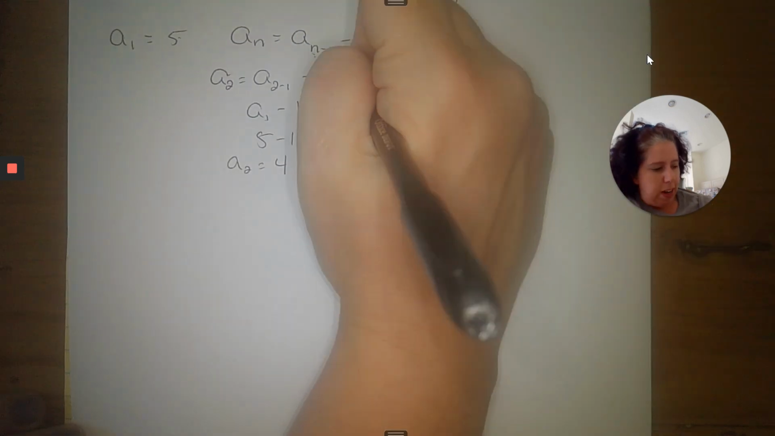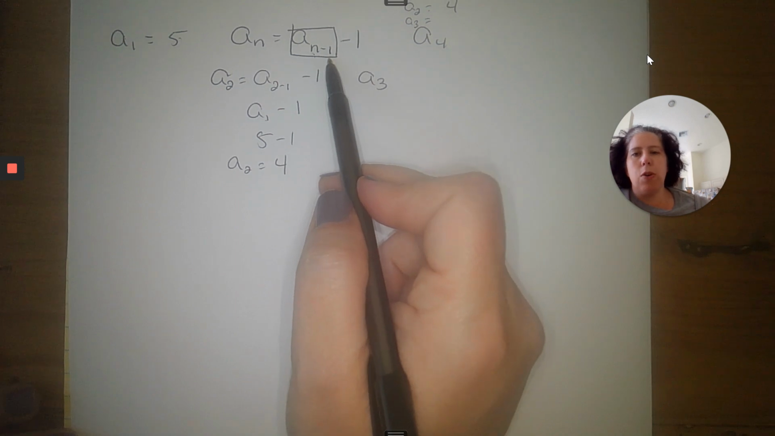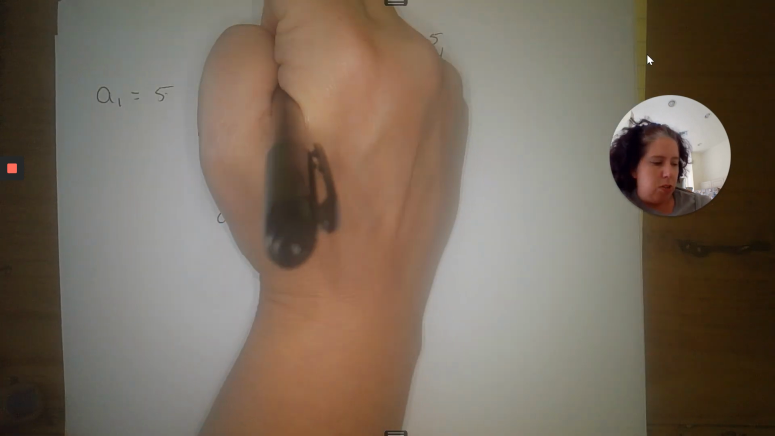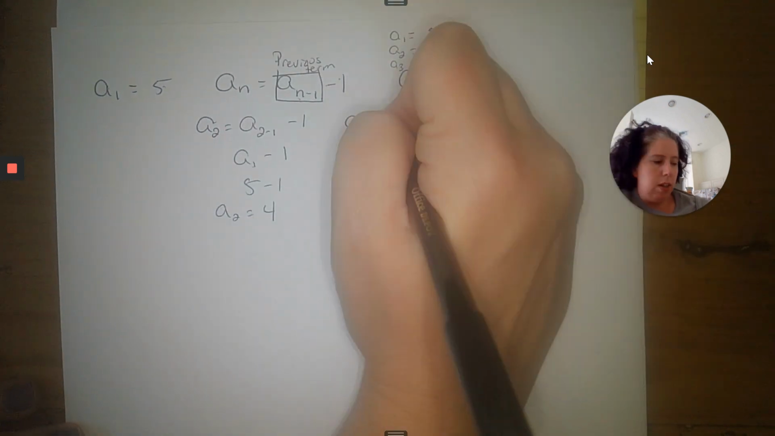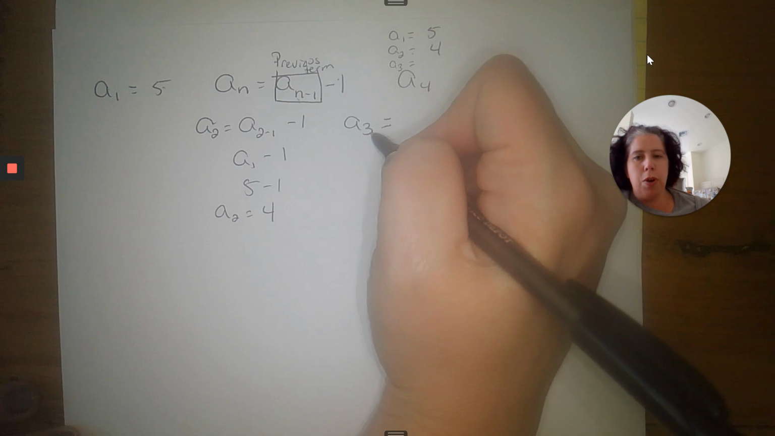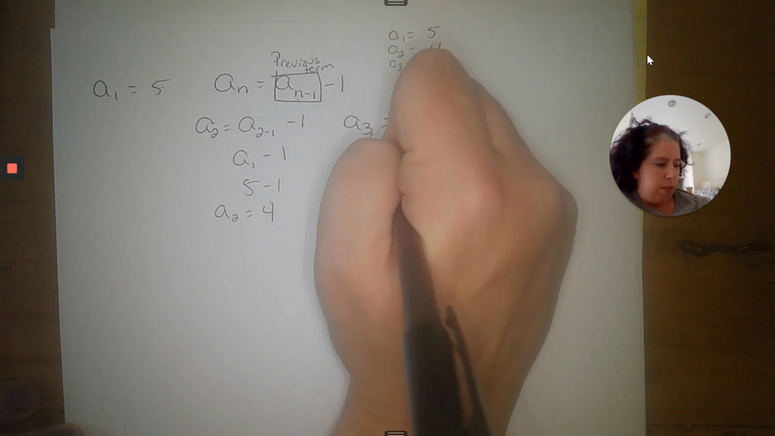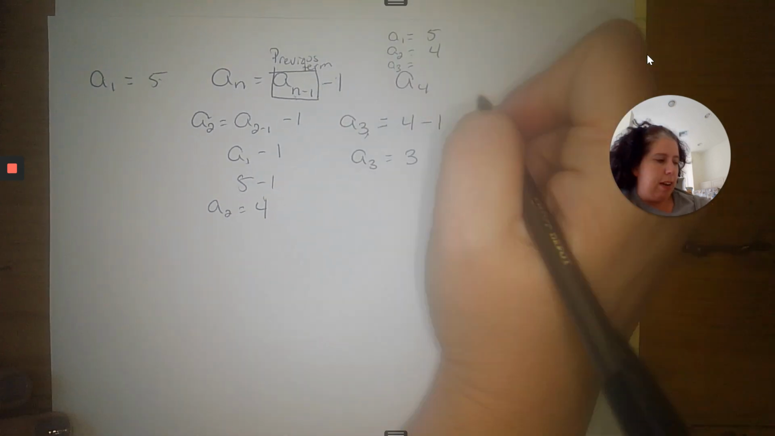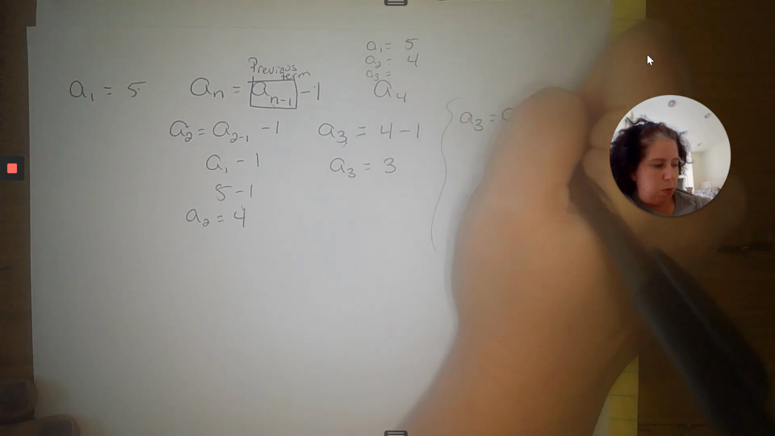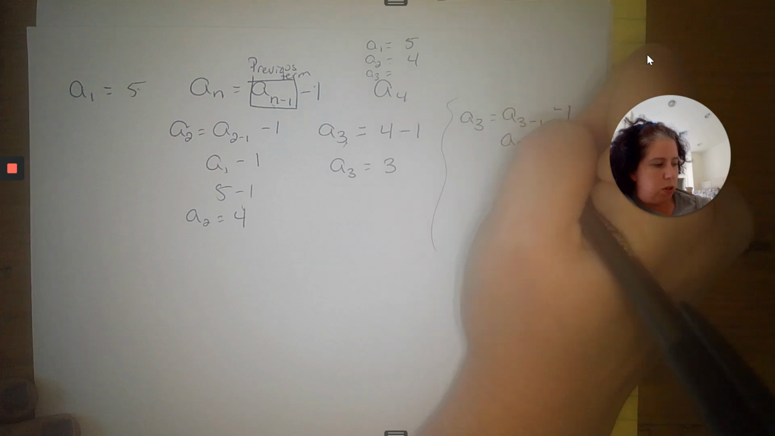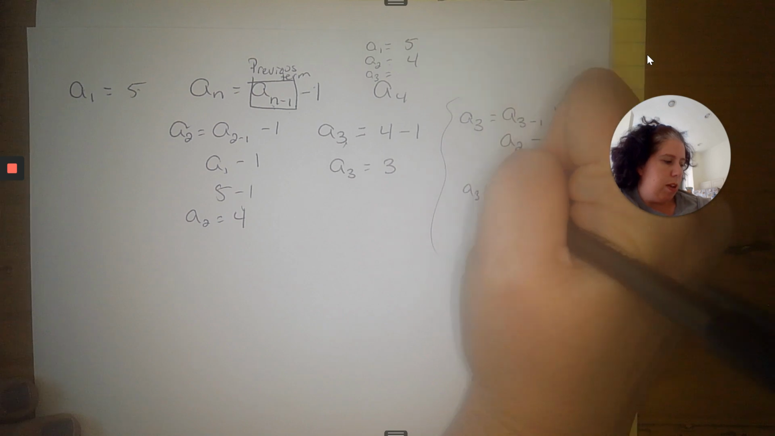Okay, if I want to find A3, again, this is just A sub n minus 1. As long as it's A sub n minus 1, it means it takes the previous term, right? So what this is saying is do the previous term and then subtract 1. So the previous term to A3 was A2, right? So the shortcut would be doing 4 minus 1. So A3 is 3, right? If you want to do it the long way, that's fine. It would be A3 equals A sub 3 minus 1, so that gives me A2 minus 1. A2 was 4, so 4 minus 1 is 3.